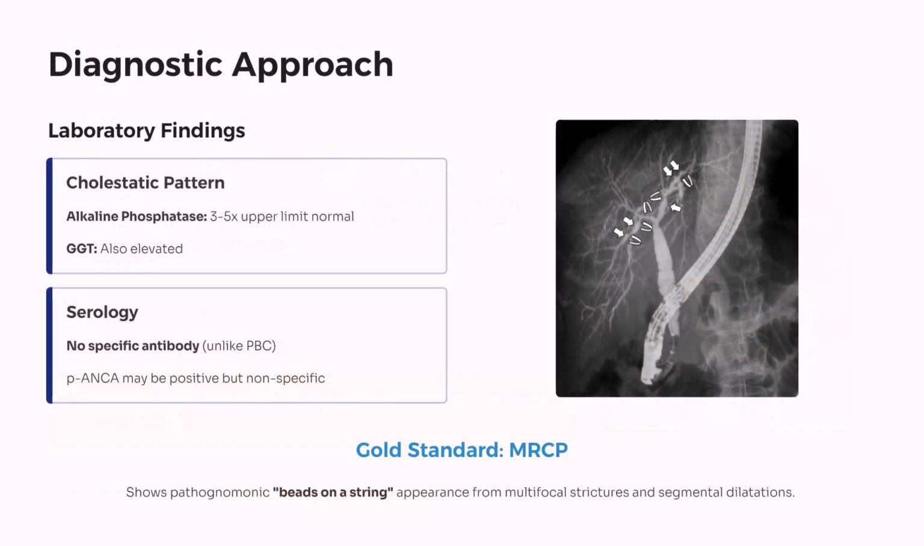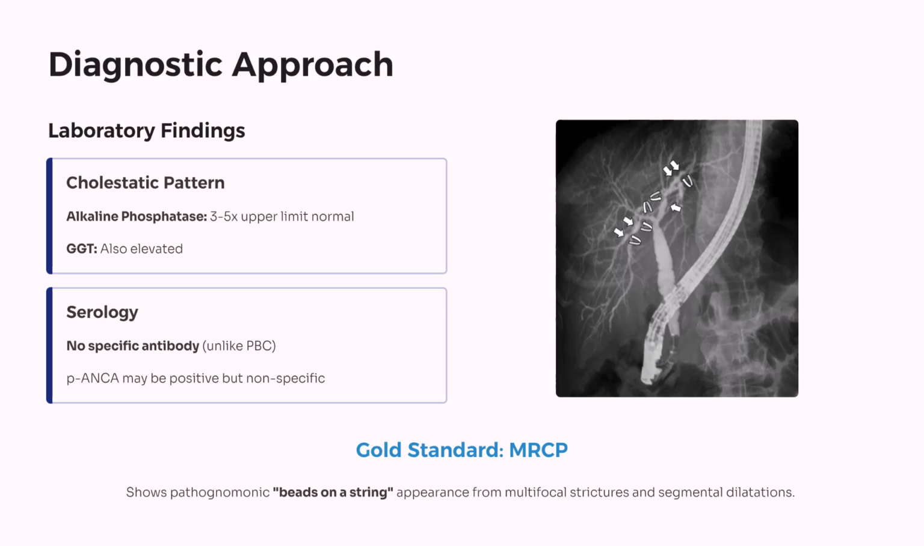It starts with the labs. You will see a classic cholestatic pattern, which means a disproportionately elevated alkaline phosphatase, often 3 to 5 times the upper limit of normal. GGT will also be high. But the gold standard for diagnosis is imaging. The first and best test is an MRCP, magnetic resonance cholangiopancreatography. It's non-invasive and will show the hallmark finding of PSC, multifocal strictures and segmental dilatations of the bile ducts, giving a classic beads on a string appearance.